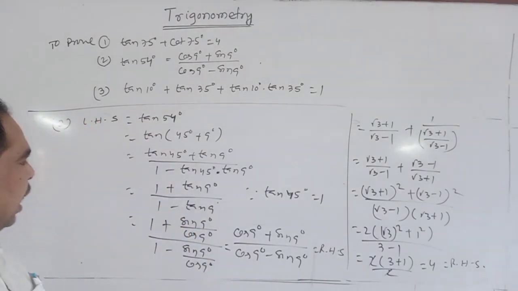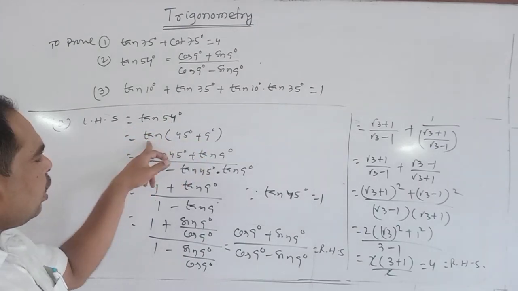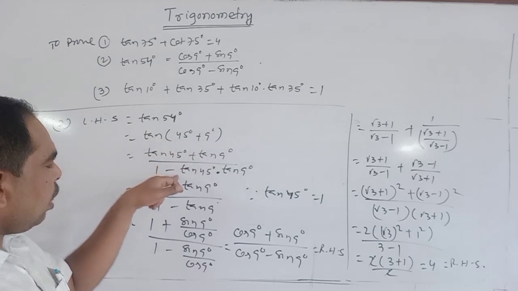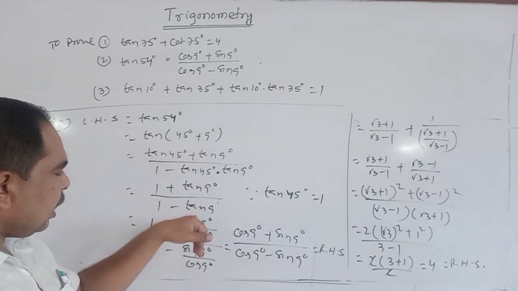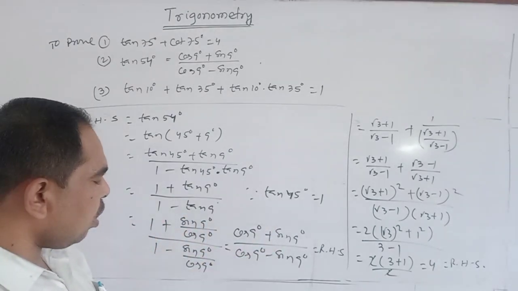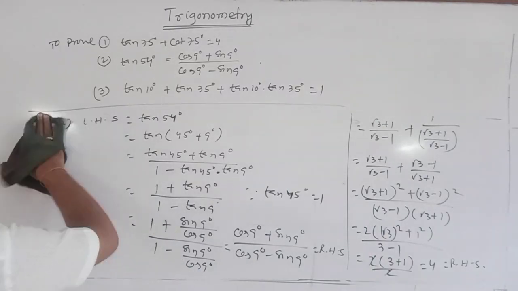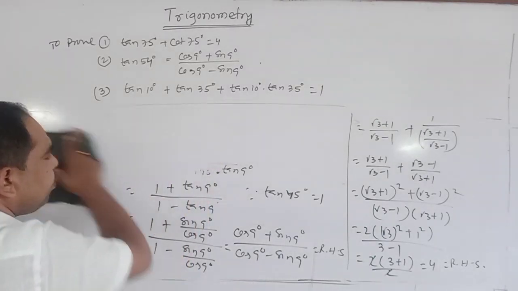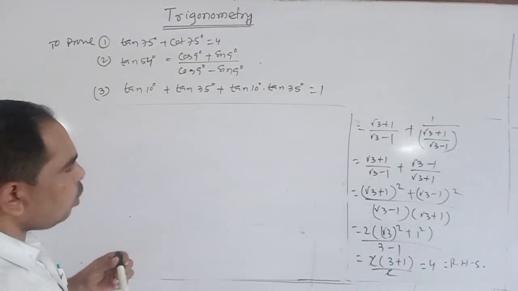Okay, again cos 54 is equal to cos 45 plus 9. So use the cos of a plus b formula. Tan 45 is 1. Next, tan 9 degree means tan theta is sin theta by cos theta. Find the LCM and simplifying, we get cos 9 plus sin 9 divided by cos 9 minus sin 9 degree. Next question, question number 3.